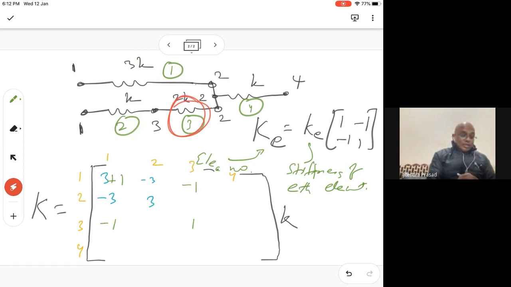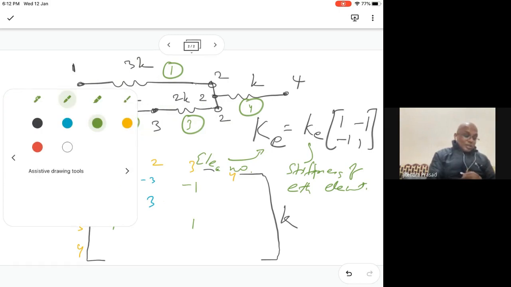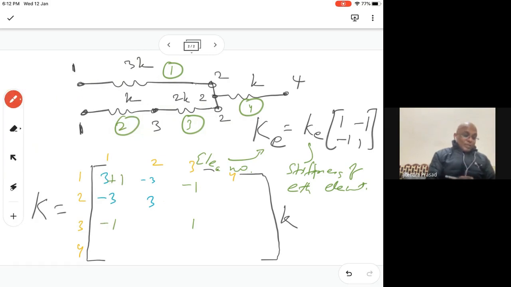Now element number 3. This is connecting 3 and 2, so the positions are 3,3; 3,2; 2,3; 2,2. The first one is 3,3. Let's use a different color, maybe red. So we start with 3,3. This is the first one, 3,3.